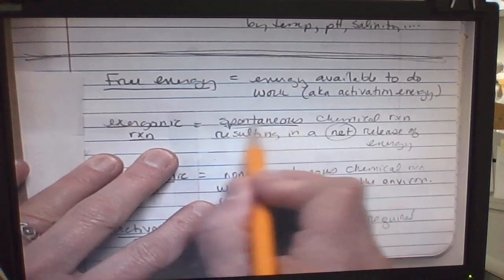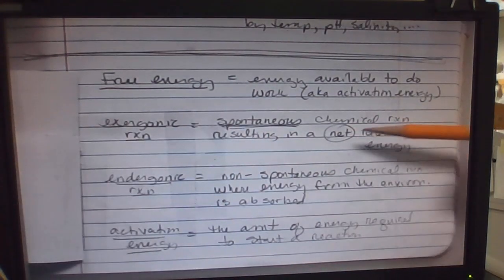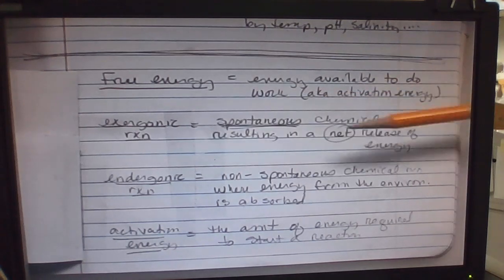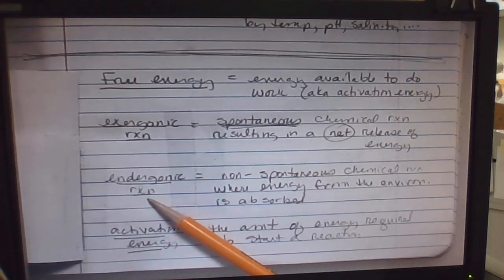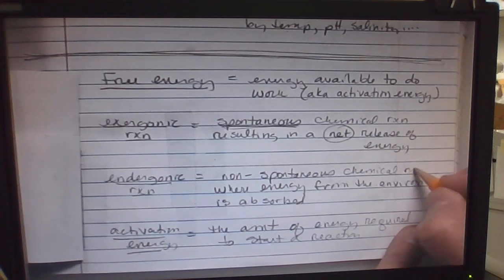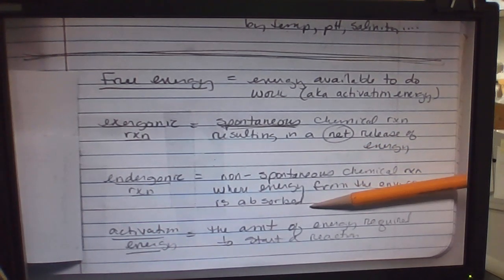Spontaneous means it can happen on its own. Net release of energy, sometimes, there needs to be a little bit of energy input, and then there's going to be a lot more energy that's released. So exergonic reaction is a spontaneous chemical reaction resulting in a net release of energy. Endergonic reaction, non-spontaneous chemical reaction. That's RXN, my abbreviation for reaction. Write it out if you're not sure. A non-spontaneous chemical reaction where energy from the environment is absorbed.